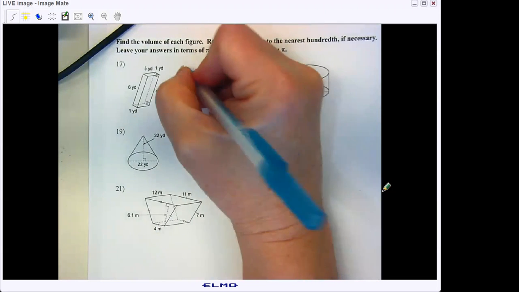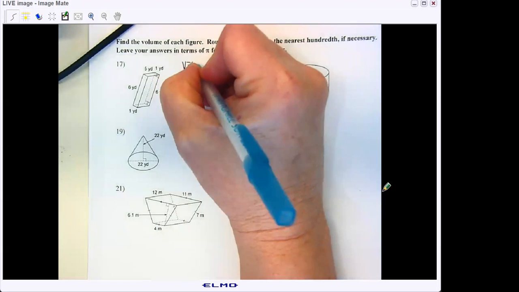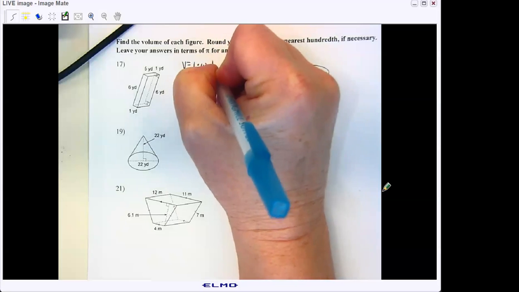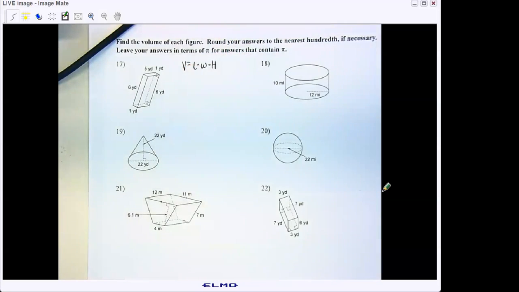Okay, so 17, the volume is length times width times height. Length times width times height. Okay, fill it in and put your answer in the chat box. If you're working on something else, please pause and work with us here.